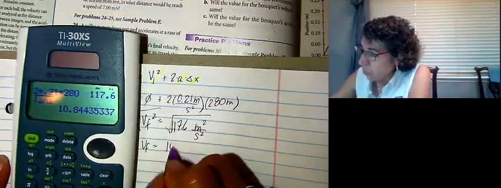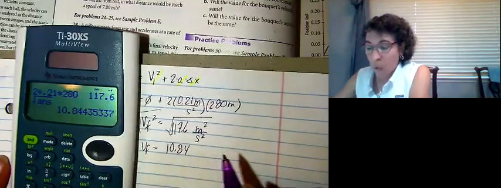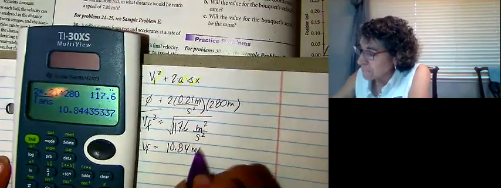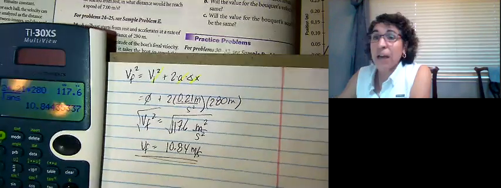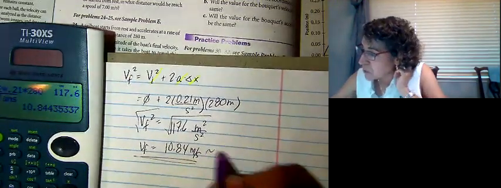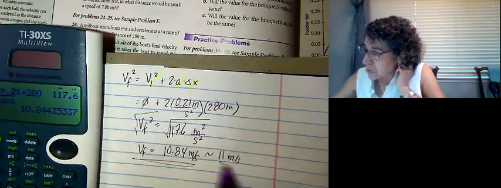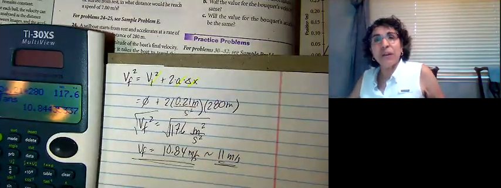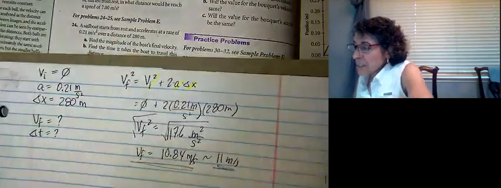So I got 10.844 meters per second is the actual final velocity. If you're worried about significant figures, we only have 2 significant figures, then it'd be about 11 meters per second. All right, very good. All right, let's do the second one.